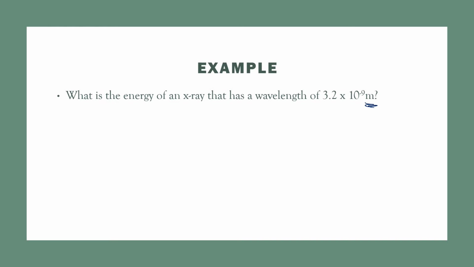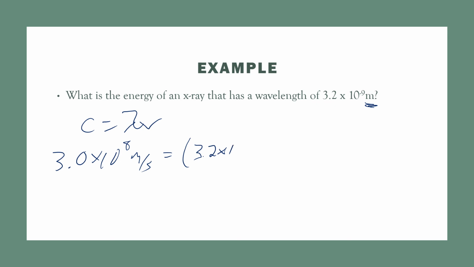So the first thing I want to do is use c equals λν. So c is the speed of light, 3.0 times 10 to the 8th, and that's in meters per second, which is why your wavelength needs to be in meters as well. Your wavelength is 3.2 times 10 to the negative 9th meters, and we're going to solve for the frequency, and so frequency, when you divide that, is 9.4 times 10 to the 16th.